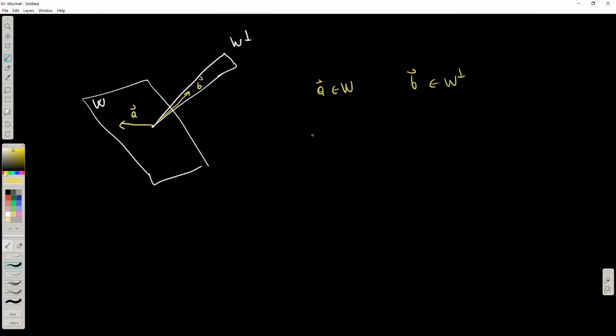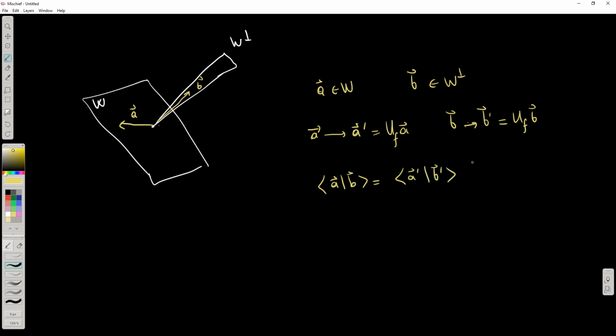Okay, but the transformation is basically, for a group element, let's say F in here, the transformation transforms this vector to another vector, which is obtained by applying this matrix to the vector A, and similarly for B. B is transformed into B prime, which is U applied on B. Okay. So the idea in here is this. Well, I think I'm going to use this quantum mechanical bracket notation. So the idea is that the unitary transformations are inner product preserving. UF is inner product preserving.